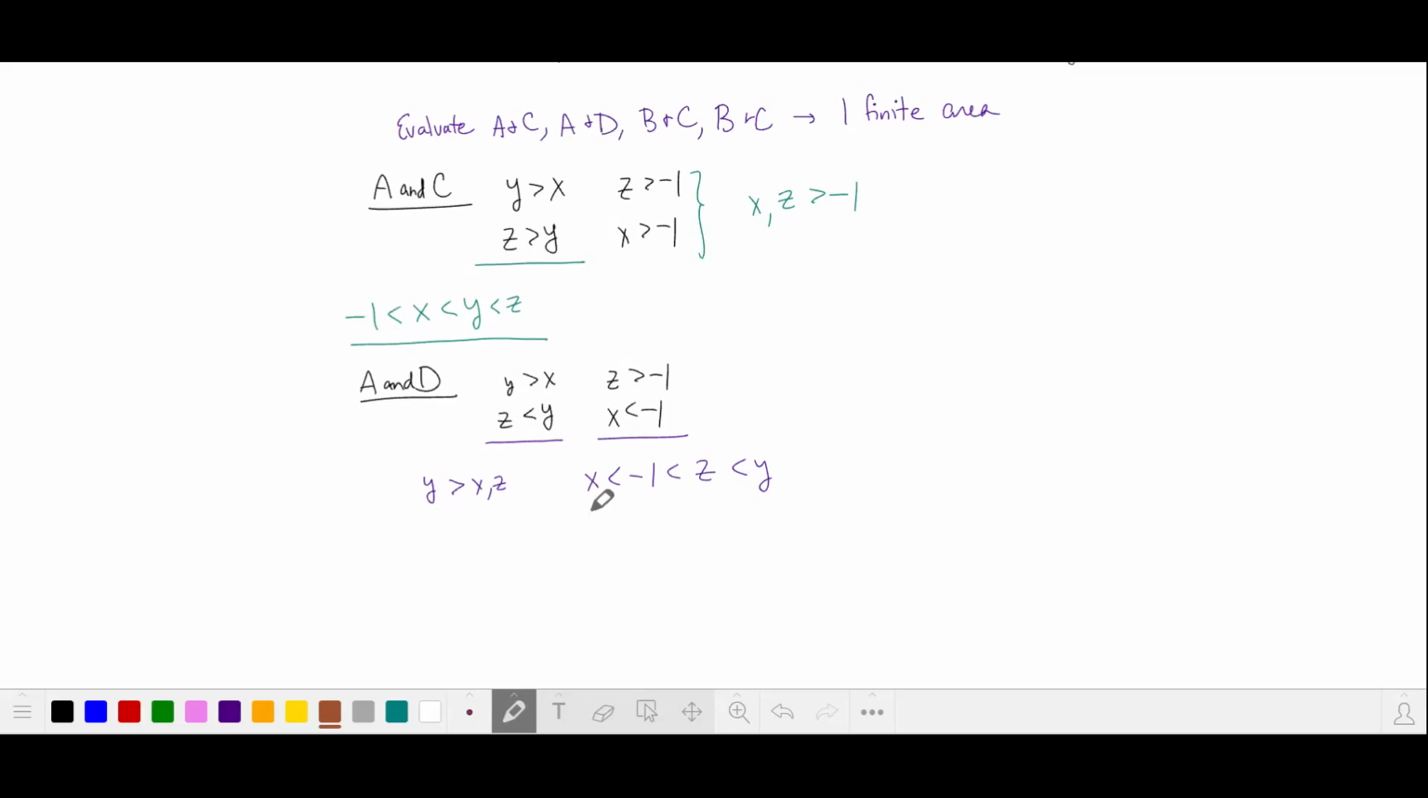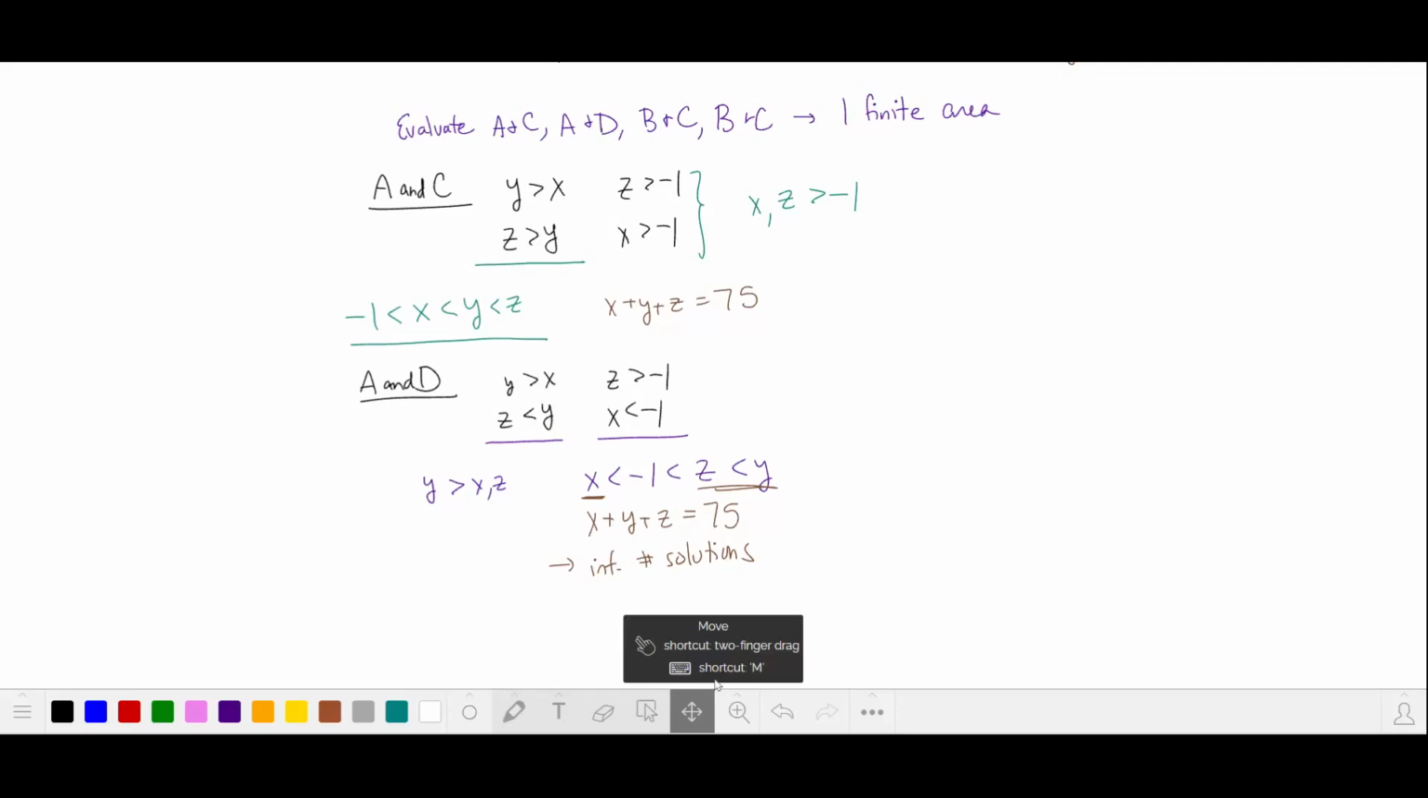The other part of our problem has that the sum of x, y, and z is equal to 75. We have one variable here that's x, that's going to be negative, and two other variables that are positive. So this is going to have an infinite number of solutions. This is in contrast to our first case here with A and C, where there's a lower bound on our three numbers. Let's take a look at B and C.